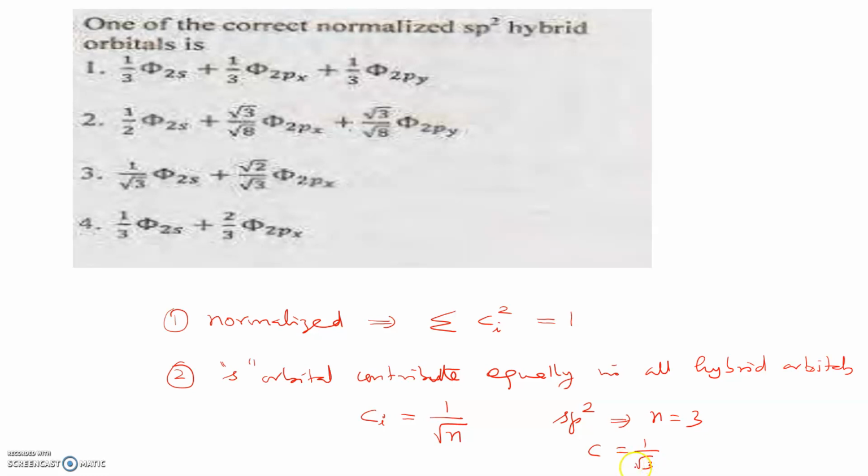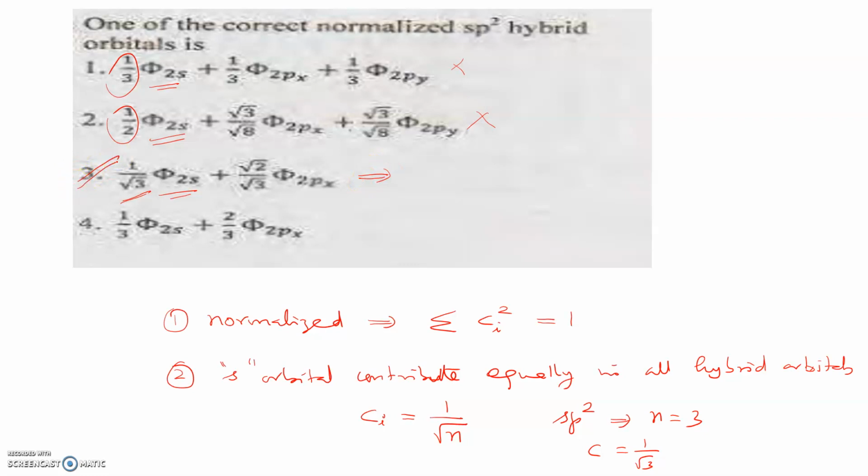So keeping this in mind, see in option A, this is the s orbital and the coefficient is 1 by 3, so this is wrong. Coefficient should be 1 by root 3. So second option, the coefficient is 1 by 2, which is given. Here the s orbital coefficient is 1 by root 3. Yes, this may be the correct answer. Similarly, third one, s orbital coefficient is 1 by 3. 1 by root 3 is supposed to be there. So just by analyzing this information, we can identify the correct option.